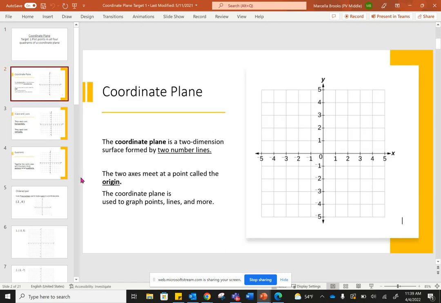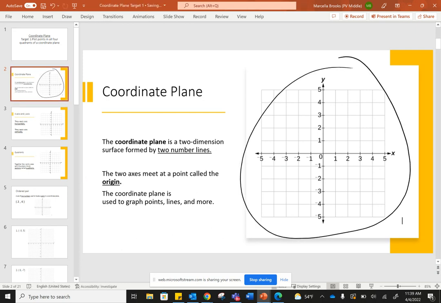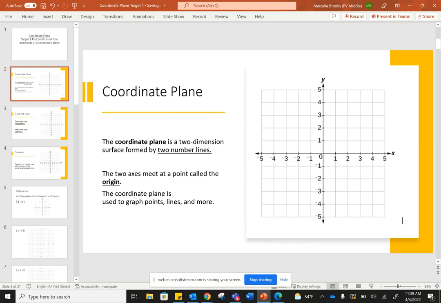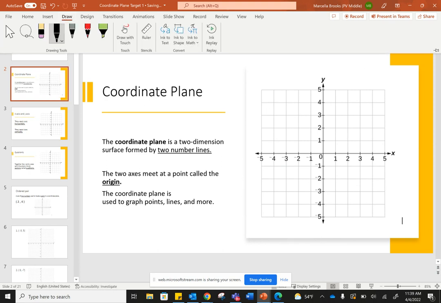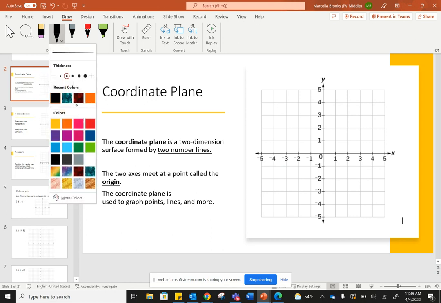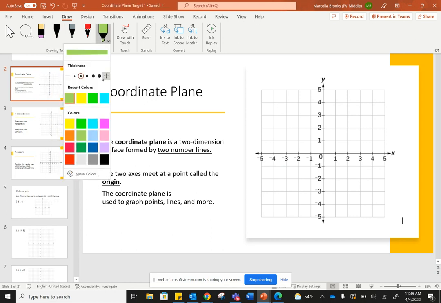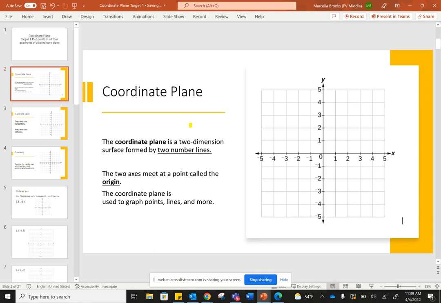So first thing, we're going to do a little vocab. The coordinate plane is a two-dimensional surface formed by two number lines. So this is a coordinate plane, okay? That's a graph. The two axes, so let's go ahead, get our highlighter out. You need two different colored highlighters, okay?